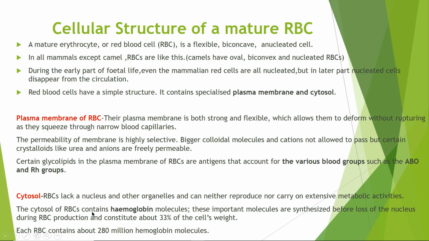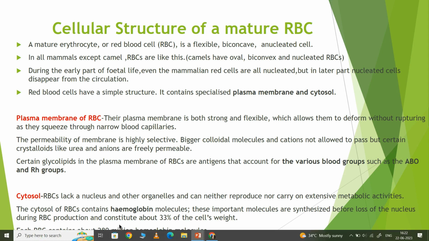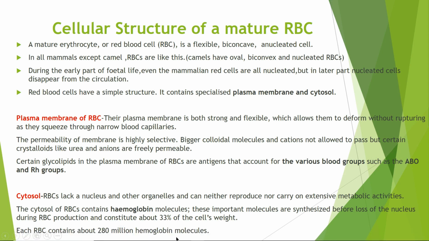The cytosol of RBCs contains hemoglobin molecules, and these important molecules are synthesized before loss of the nucleus during RBC production and constitute about 33% of the cell's weight. So hemoglobin occupies most of the space of the RBC's cytosol. Each RBC contains around 280 million hemoglobin molecules. That's a huge amount, right?